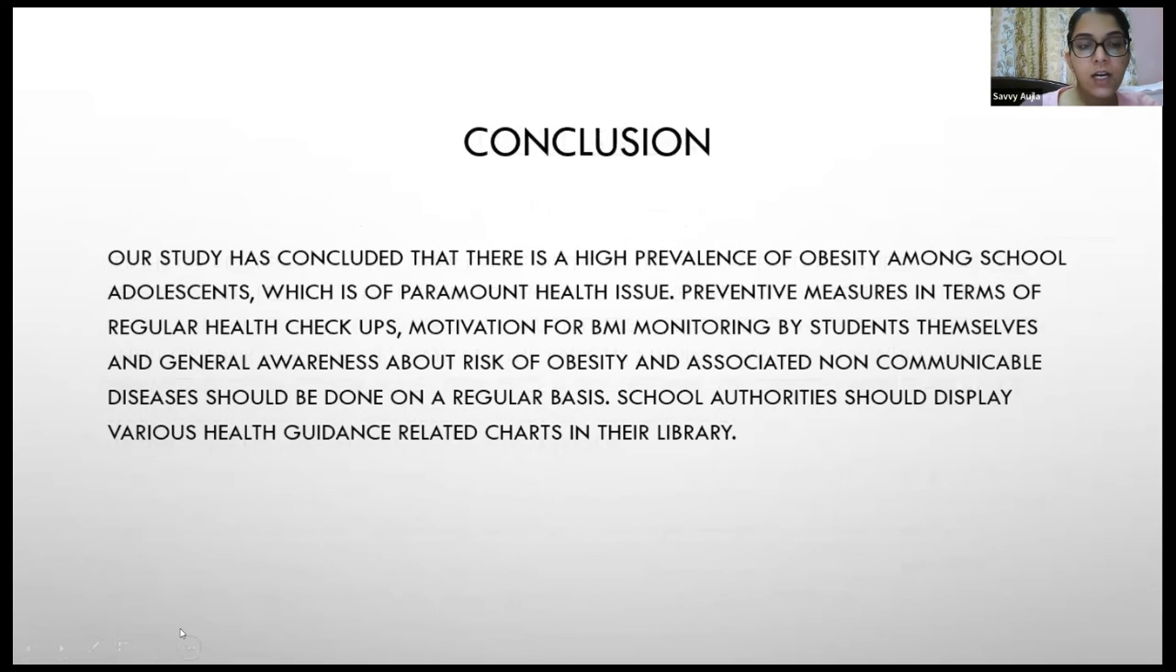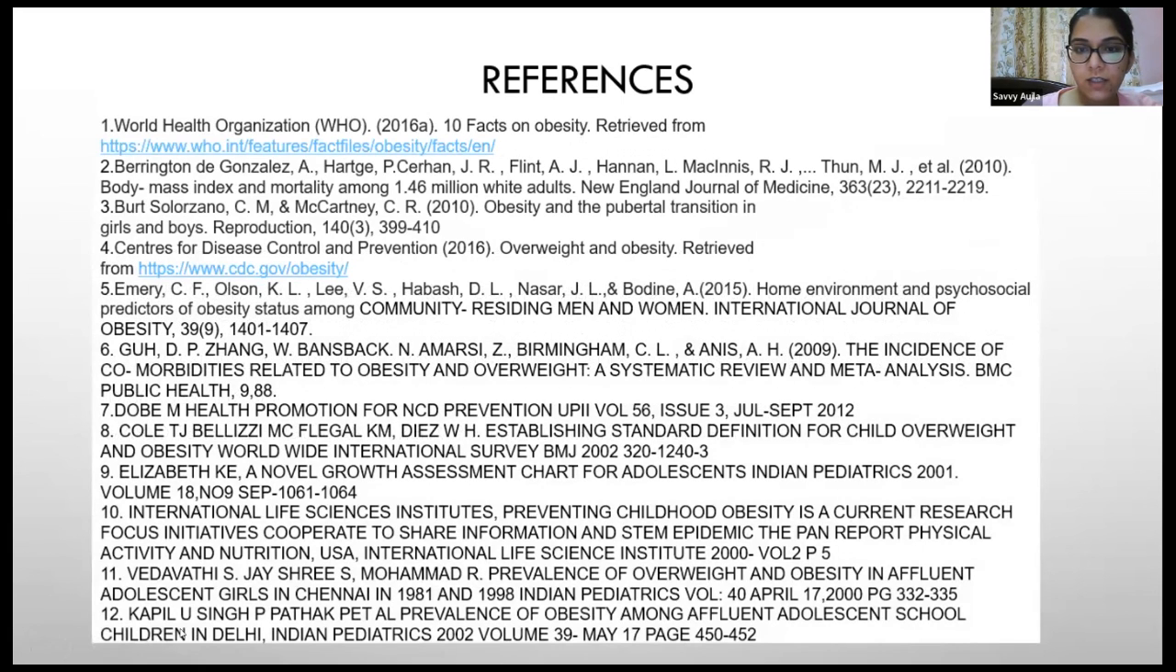In conclusion, our study has concluded that there is a high prevalence of obesity among school adolescents, which is a paramount health issue. Preventive measures in terms of regular health checkups, motivation for BMI monitoring by students themselves, and general awareness about risk of obesity and associated non-communicable diseases should be done on a regular basis. School authorities should display various health guidance related charts in their library. I am now ending my presentation with the various references used in our study.